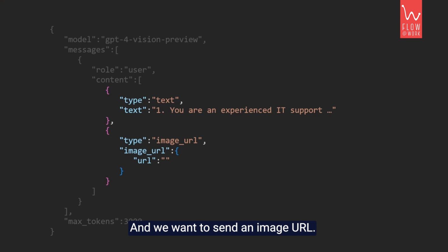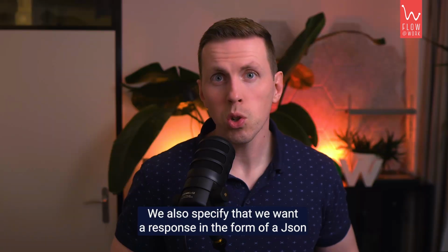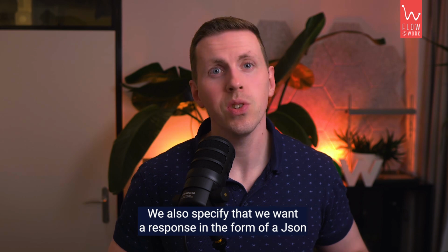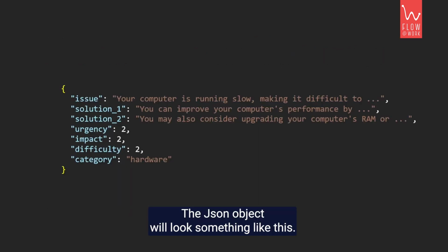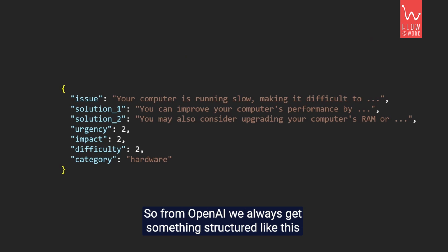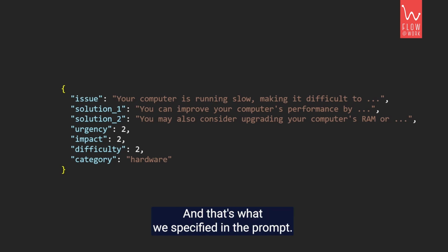Zooming in on the text, I've highlighted the first sentence where we use a bit of prompt engineering. We specify, hey, OpenAI, the large language model, please give us a response where you reply as an experienced IT support agent. This prompt engineering will improve the prompt result. We also specify that we want a response in the form of a JSON object. This is so we can later on handle the answer more easily, and Diego will show us exactly how he is doing that. The JSON object will look something like this. So from OpenAI, we always get something structured like this, containing several keys like issue, solution 1, solution 2. That's what we specified in the prompt.